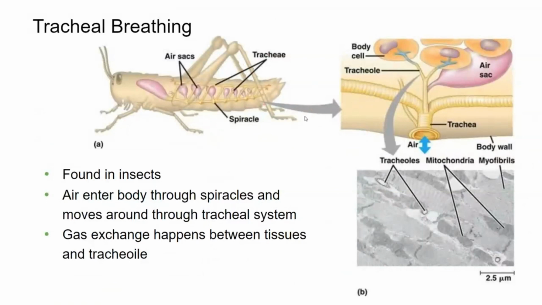Then we have insects. Insects do two things. One of them is tracheal breathing with the spiracles. The spiracle is just an opening in the exoskeleton. It's connected to a tracheal tube system. Trachea branches off into tracheoles, which will branch into these little air sacs, which connect to the animal's body cells, allowing them to be oxygenated.